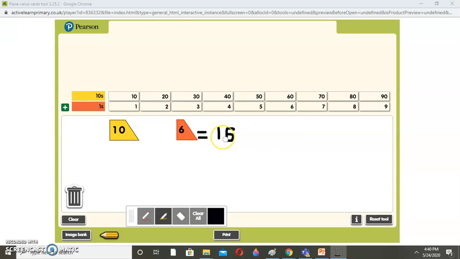Now that we have 16, we are going to find half of 16 by partitioning. We are going to find half of 10 first. So let's find half of 10. We are going to find a space on the side, then we draw 2 circles over here.